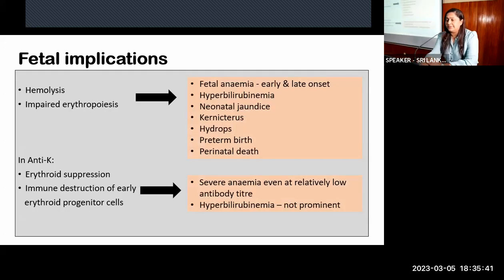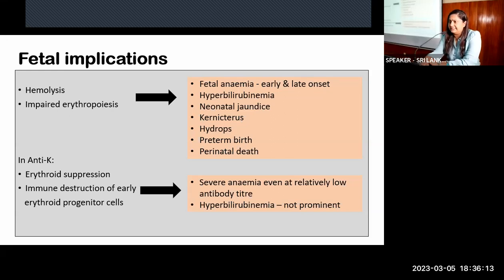So what are the fetal implications of rhesus isoimmunization? The main mechanism is hemolysis and impaired erythropoiesis. What does this lead to? It leads to fetal anemia, which can be early or late, which then causes hyperbilirubinemia and neonatal jaundice. In severe cases, it leads to kernicterus, which is the deposition of bilirubin in the basal ganglia. Also hydrops, preterm birth, and perinatal death.